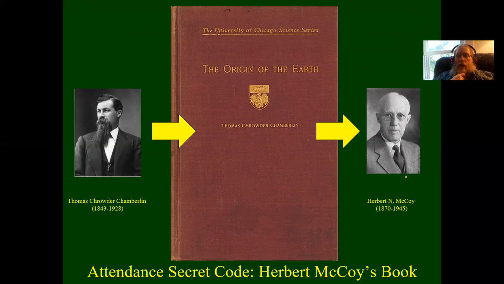The code here is Herbert McCoy's book. By this, I don't mean a book written by McCoy. It was a book McCoy owned. McCoy was a chemist at the University of Chicago when Chamberlain wrote this book in 1916 about this idea of the formation of the Earth and the planets. Chamberlain was chair of the geology department at Chicago at the time. And this is a particular copy of that book that he gave to McCoy. The reason I know about that is, here's the book right here.